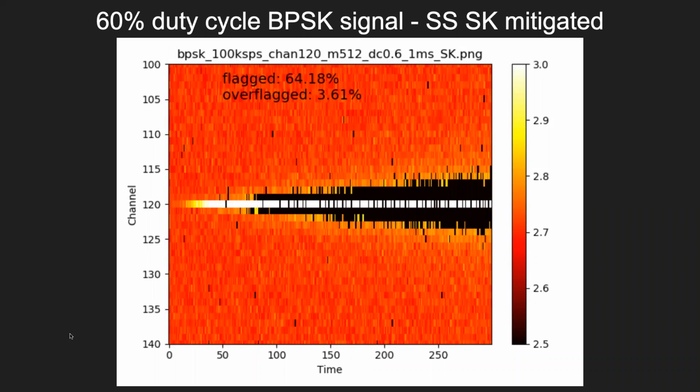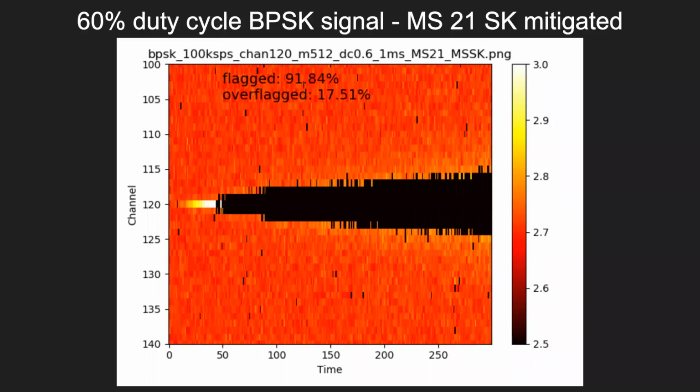So perhaps someone can help: I understand why the center channel isn't getting flagged, but I'm still not clear on why the sideband channels are still getting flagged as the signal gets stronger and stronger. And this is with MS shape of 2 and 1, so 2 channels and 1 time bin. So that gets that center channel and overflags at around 18%, which is okay. Maybe that's acceptable.